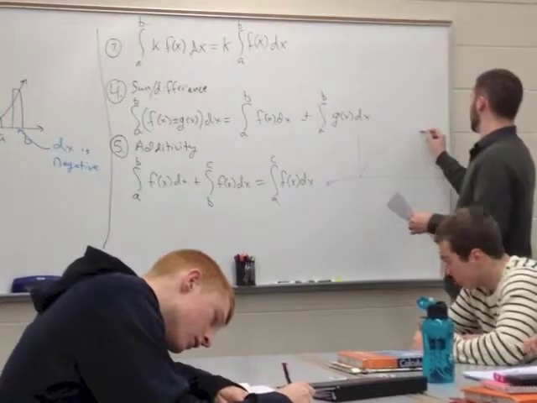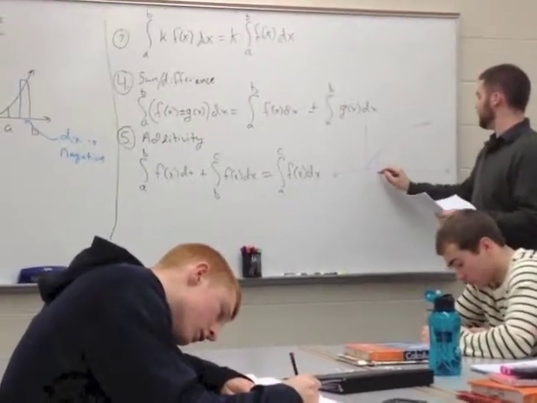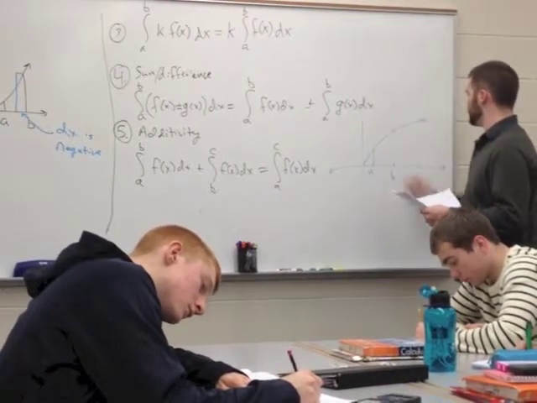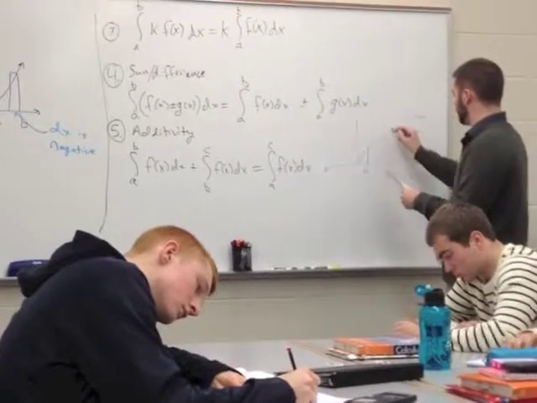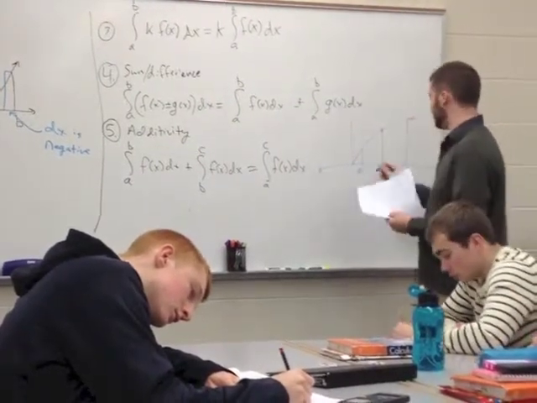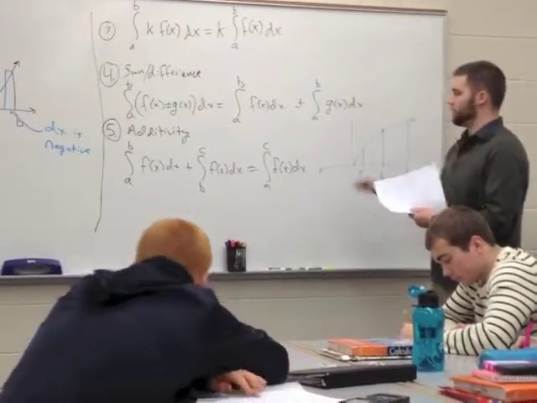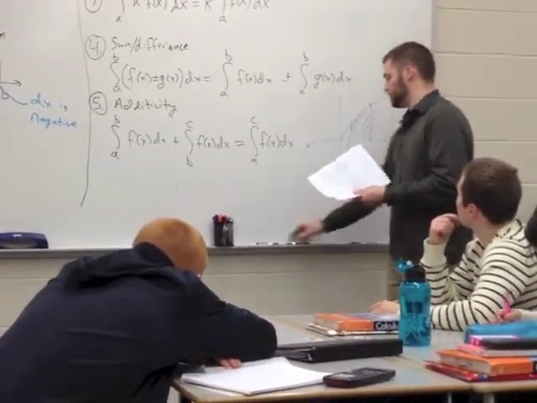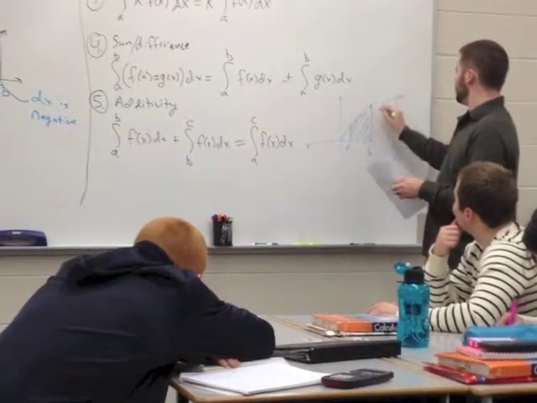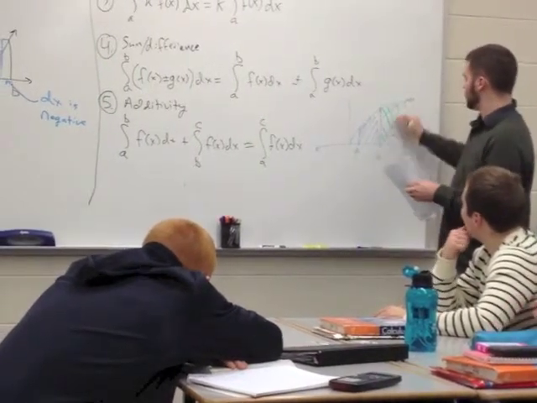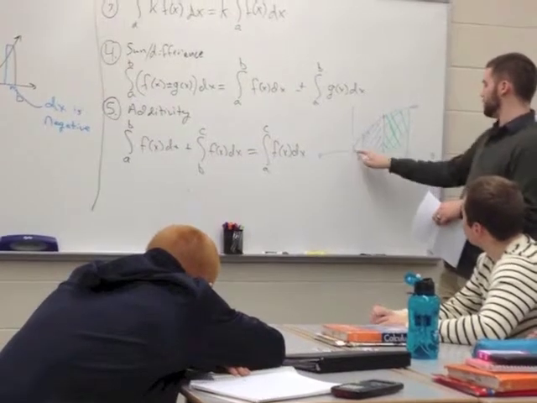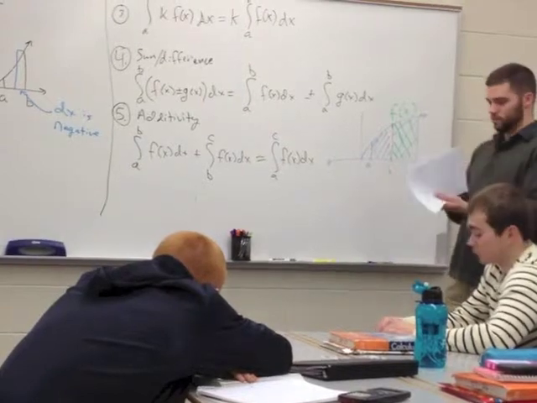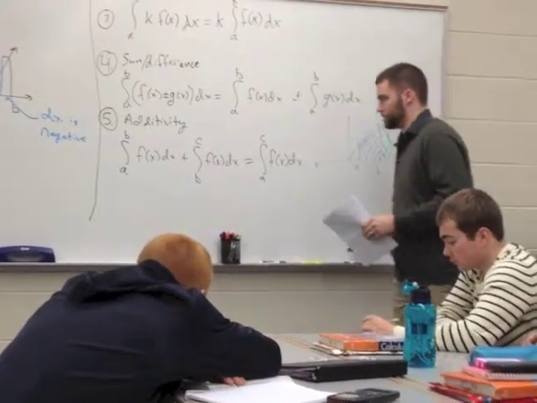Suppose I had some function like this. Here is a, here's b, and here's c. And I'm looking for a couple areas. Well, basically it just says, hey, if you want the integral from a to b plus the integral from b to c, all I have to really do is integrate the function over the interval from a to c. Any questions on that idea?